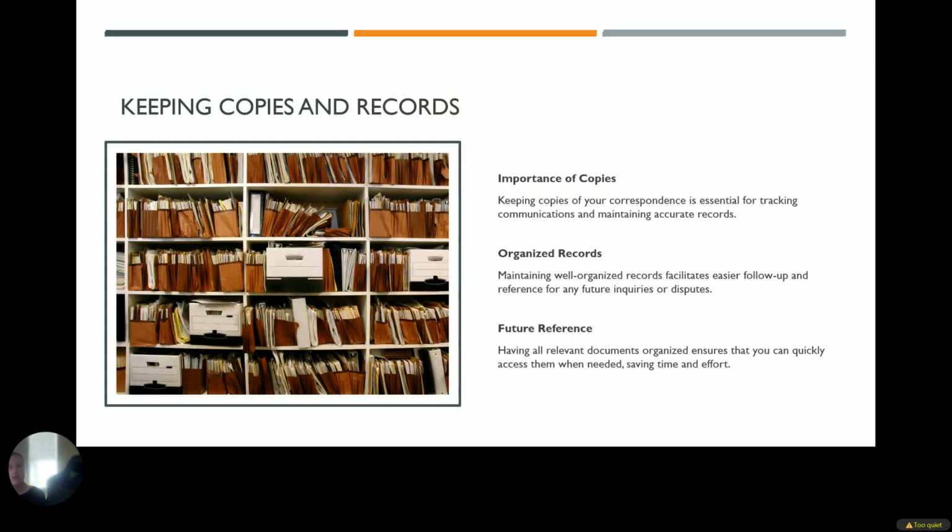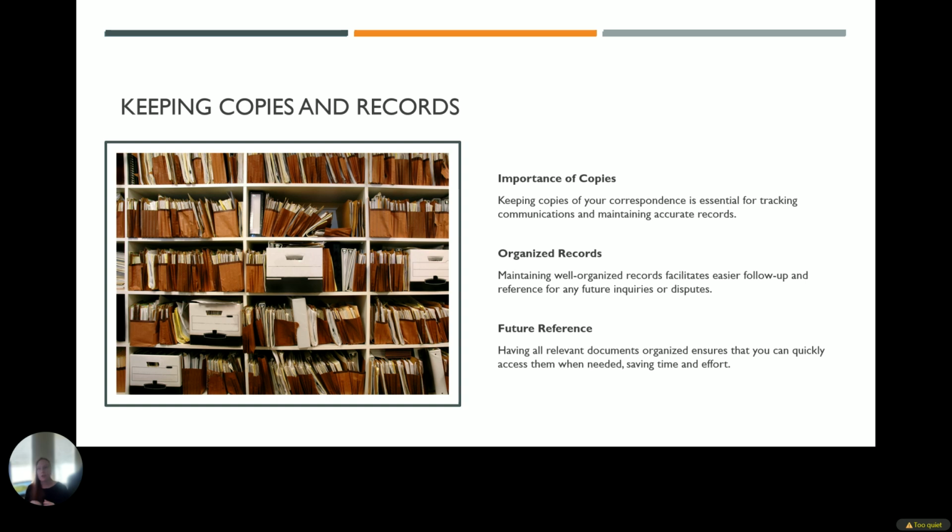Always keep copies of your appeals letter and any documentation that you send to the insurance company. This is going to save you. In the digital age, it's really easy to save all of this information to your hard drive on your computer. Back in the days of snail mail, you would have to go to a copy machine, copy all those documents, print them out, and have them for your own records.